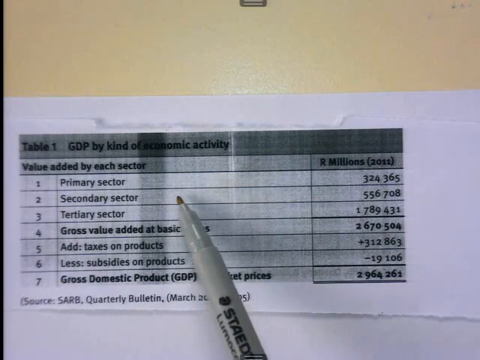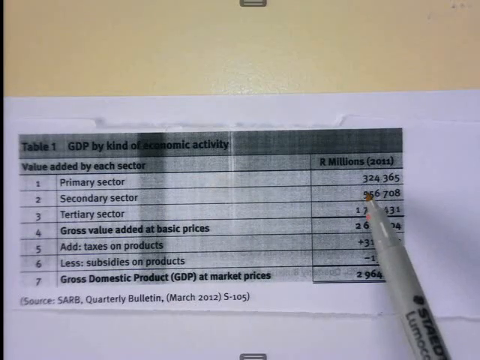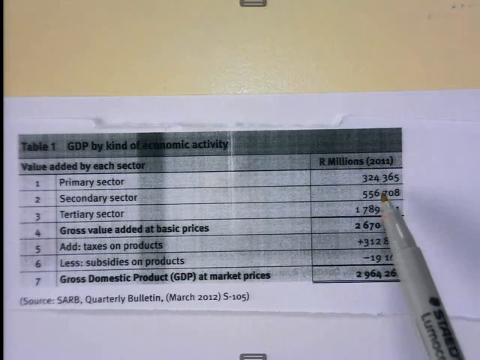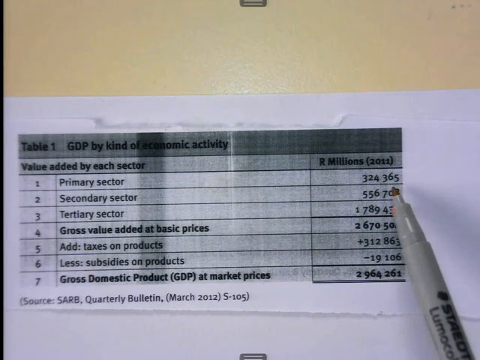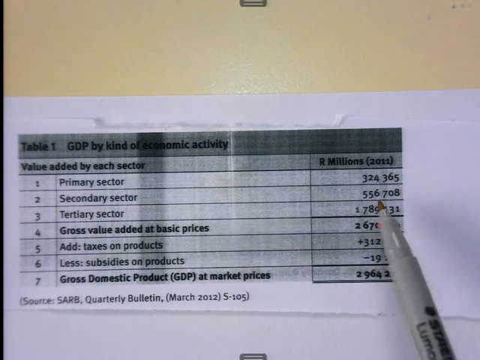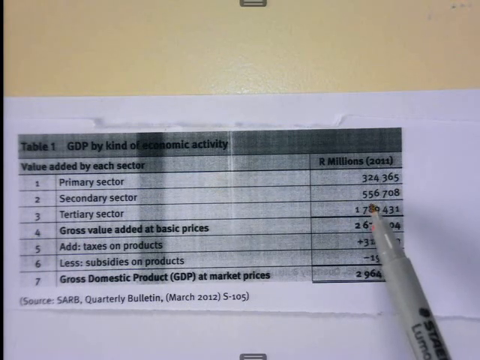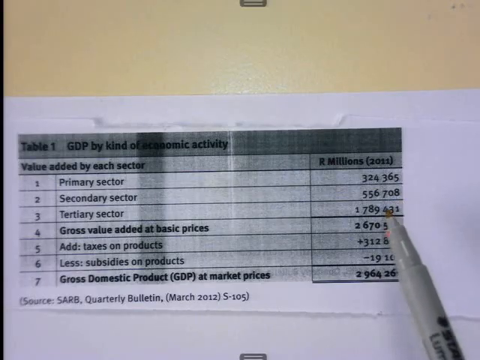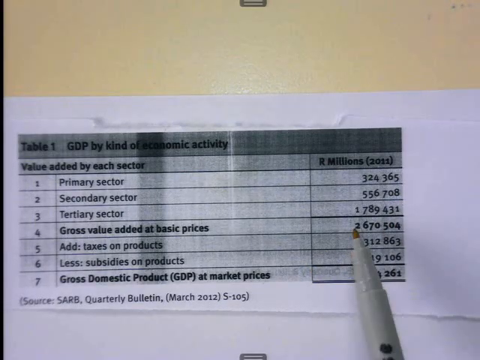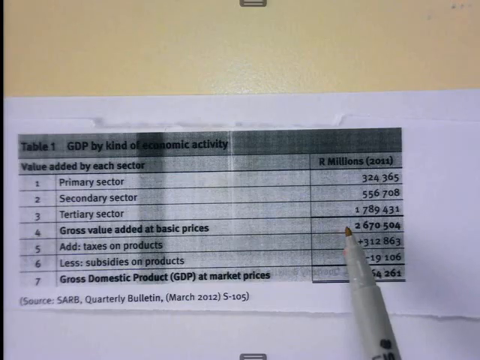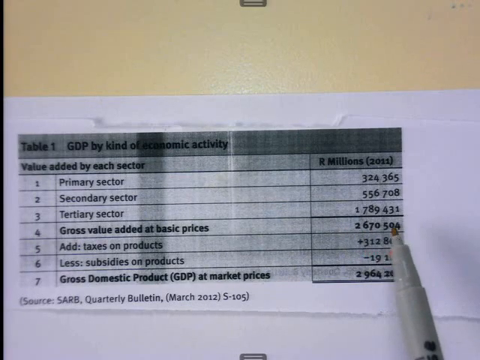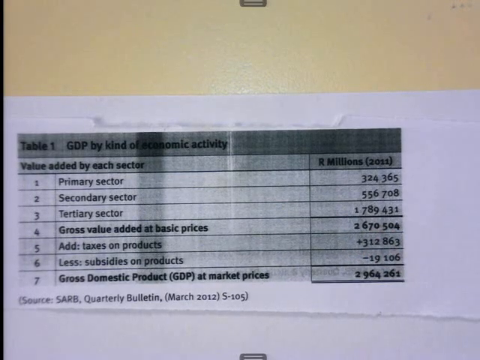The primary sector added value of how much? Of 324,365 million rands. The secondary sector added 556,708 million rands. And then the tertiary sector added value of 1,789,431. So what is mostly important here, guys and girls, is that we said it's a gross value. A gross value, the word gross means total. So for us to get total, it means we must add.